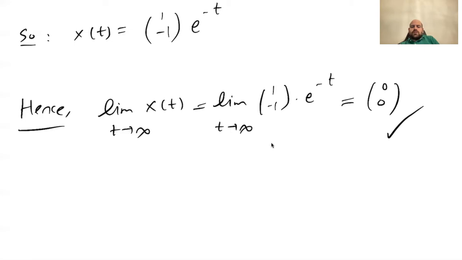So if the initial location is at C1, the phase portrait suggests that the particle will get closer and closer to the origin as t goes to infinity, and our calculation also verifies the same thing.